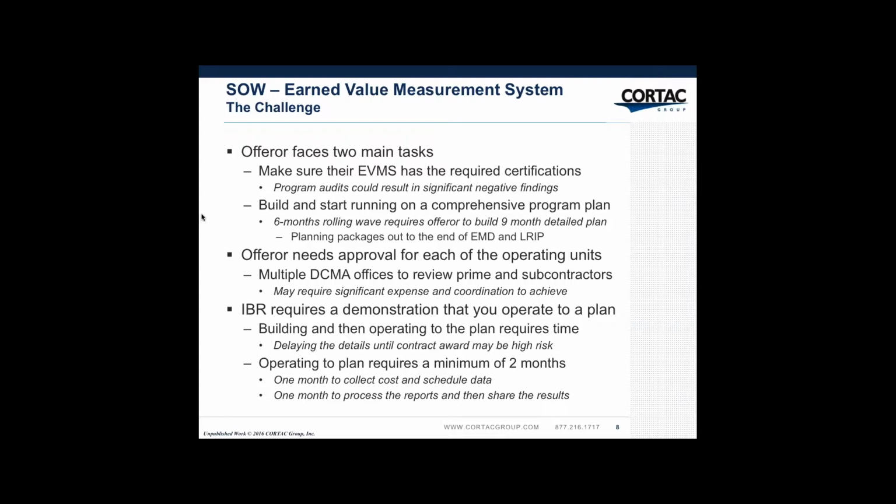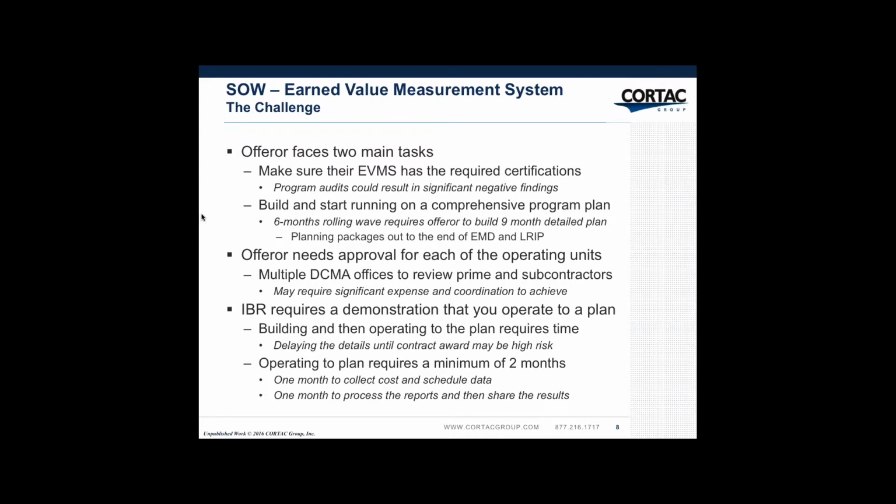The second thing you have to do is build and start running a comprehensive program plan. The ANSI requires that you typically have a 6-month rolling wave with planning packages out beyond that. In this particular case, though, you've got to have an IBR at month 3, so you're already 3 months into the contract, and when you stand up to that IBR, you've got to have a 6-month rolling wave out from that point.